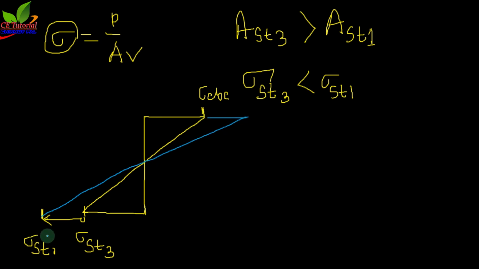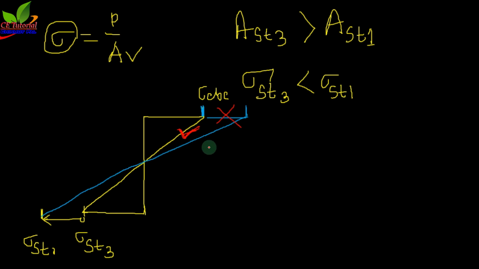Now you can see, for that case, sigma ST3 reaches its ultimate stress sigma ST1, but for the concrete, the stress exceeds the sigma CBC value. So this value is obviously greater than sigma CBC, and obviously the code will say that you cannot go beyond the sigma CBC value. Sigma CBC is the permissible value, and you cannot go beyond that limit. So that means this line is the final failure stress line for that case.